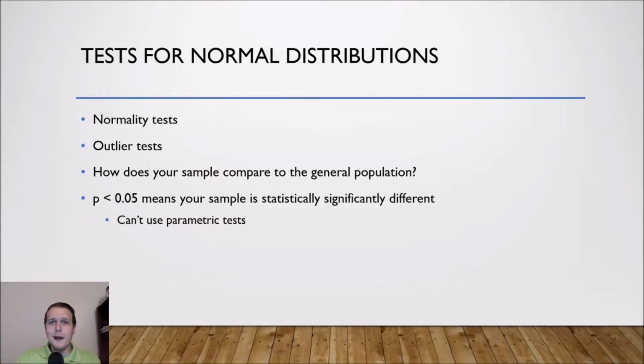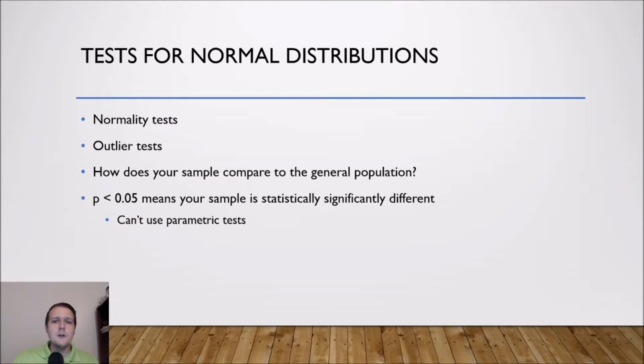So either test for normality, you may find there's outlier tests being performed, and really it's just looking to see how does your data set compare to the general population. Is it significantly different? If it is, then you would violate the assumption that you have a normally distributed set of data, and you would say, okay, well, it's not normally distributed, it's not Gaussian, and so instead of parametric tests, you'd then have to use non-parametric tests there.